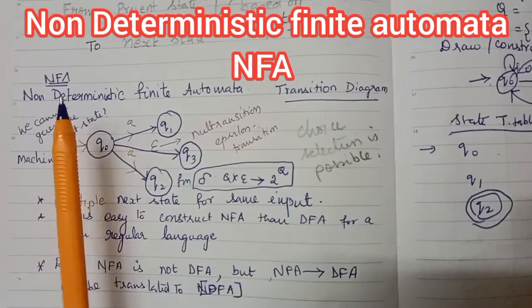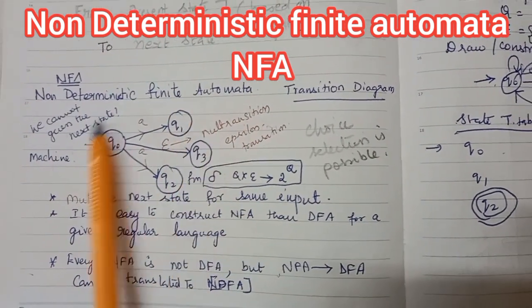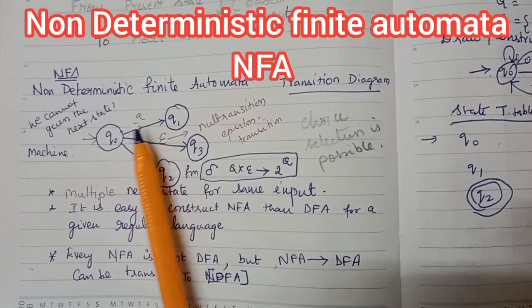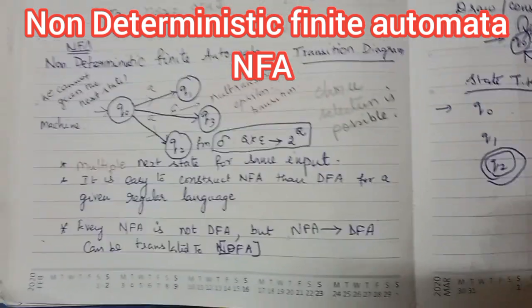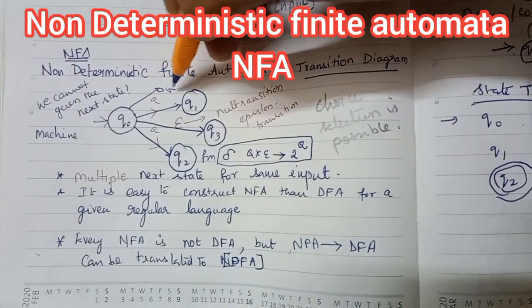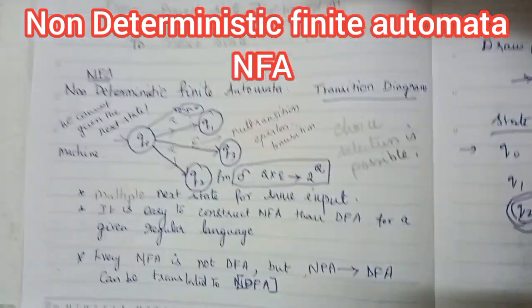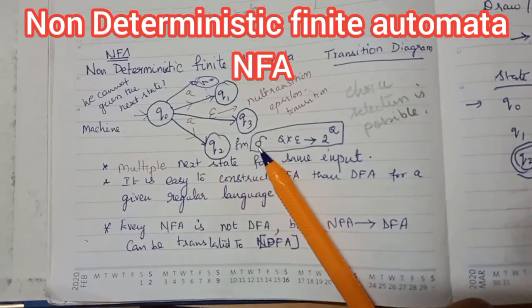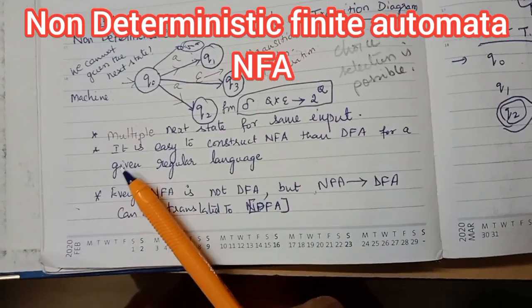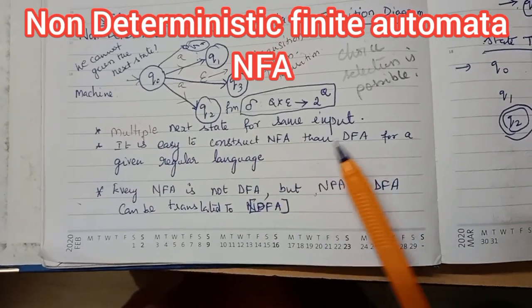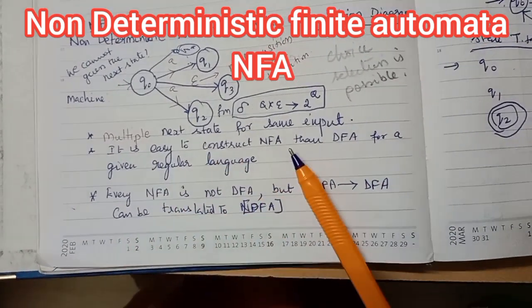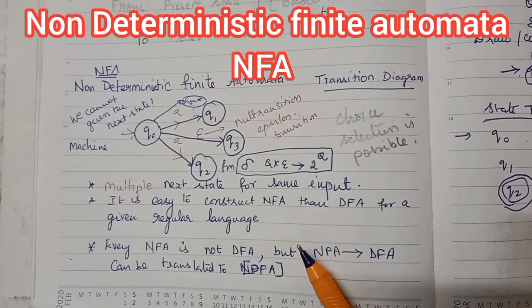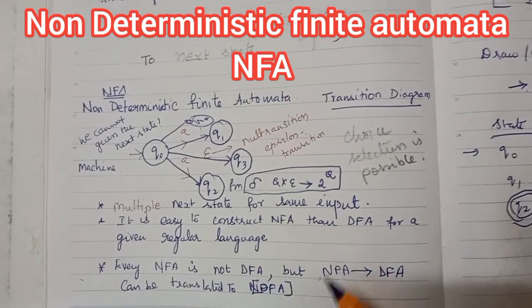Students, now we are going to see non-deterministic finite automata. It means we cannot guess the next state for a given input. For the same input, we may have any number of next states. So multiple next states for the same input is possible. It is easier to construct an NFA than a DFA for a given regular language. Every NFA is not a DFA, but an NFA can be translated to a DFA.